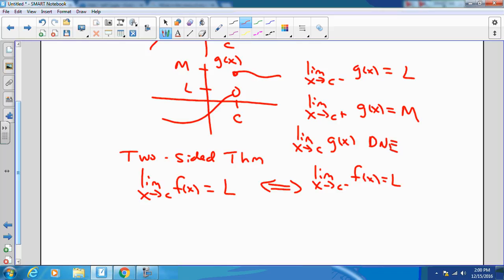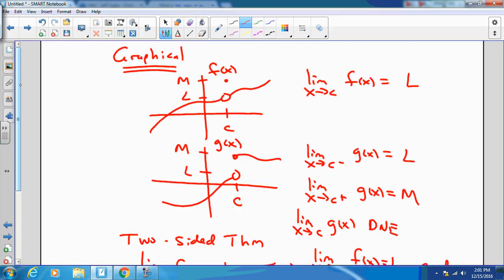And that is that the limit as x goes to c of f is equal to L if and only if the limit from the left equals L and the limit from the right equals L. So we want to distinguish here between f of x, which is the entire function, and f of c, which is f evaluated at that point.